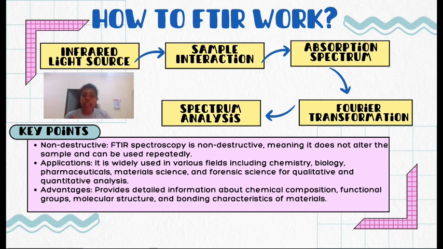The key points are that FTIR is non-destructive, meaning it doesn't alter the sample and can be used repeatedly. Secondly, it is widely used in various fields including chemical, biological, pharmaceutical, material science, and forensic science for qualitative and quantitative analysis. Advantages of FTIR: it provides detailed information about the chemical composition, functional groups, molecular structure, and bonding characteristics of the materials.